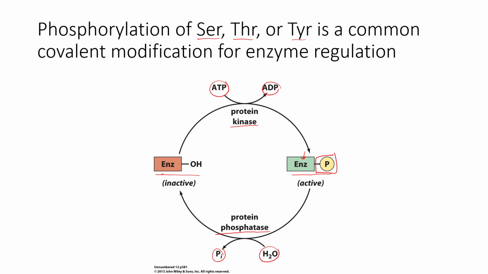And I just want to mention here that in this example for this cycle, the activated enzyme is the phosphorylated one, and the inactivated one is the dephosphorylated one. But that's not always true. So that's true for a lot of enzymes, but for some enzymes, it's actually the opposite, where an enzyme is phosphorylated to inactivate it, and it's dephosphorylated to activate it. So that's just something to keep in mind. But for the example we're using here, it's going to work like this, where when the enzyme is phosphorylated, it becomes more active.